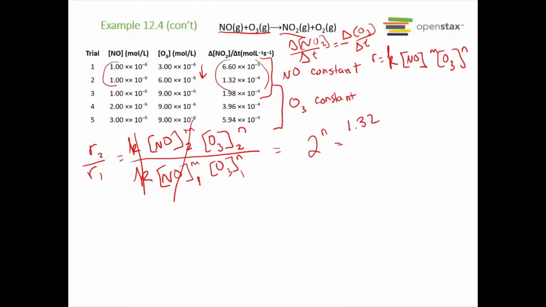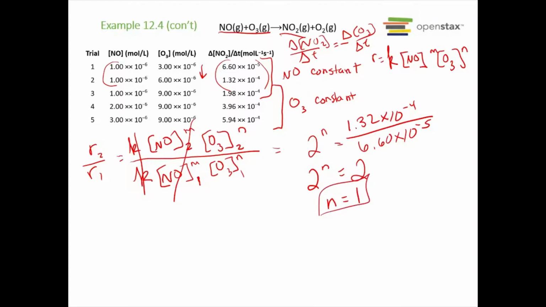Rate of 2 is 1.32 times 10 to the negative 4th over 6.60 times 10 to the negative 5th. So this ends up coming out to be just about 2. So 2 to the n is equal to 2. Taking the log of both sides, you get that n is equal to 1. Or just looking at this going, okay, 2 to the 1 power is equal to 2. So now we have our value of n.